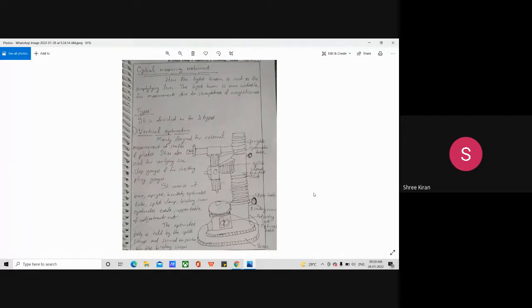All these parts will be described in the three types. Previously I noted down a condensing and collimating lens system to direct light past the work part and into the optical system.